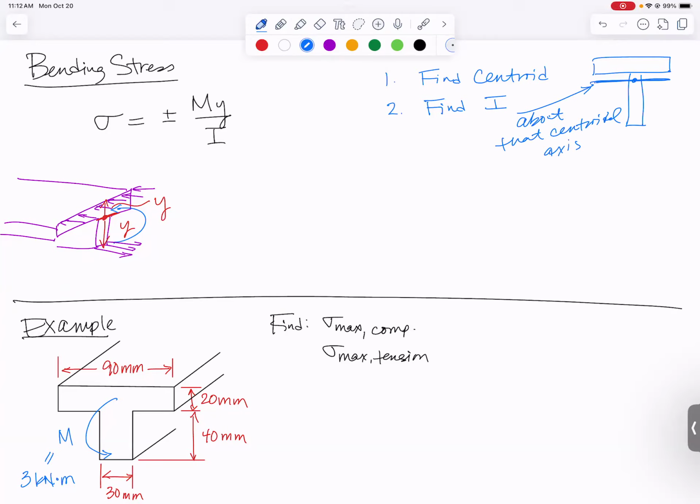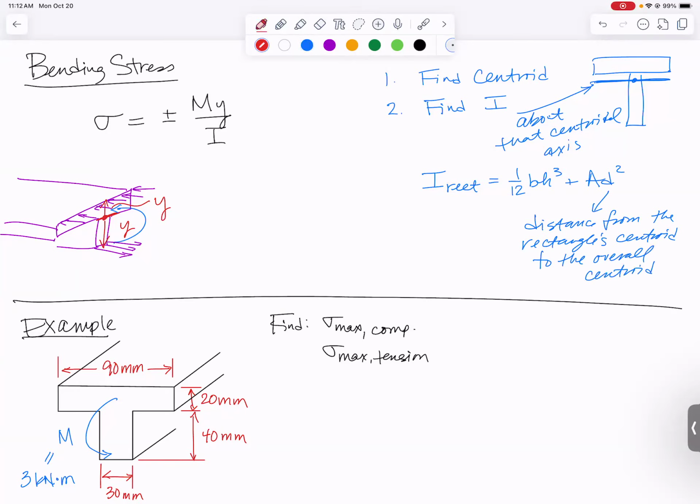That is really important. So you're going to have to use, in most cases, the parallel axis theorem to find that. Oftentimes for this T, for example, you'd use the fact that the moment of inertia for a rectangle is 1/12 BH cubed, but then we have to add to it AD squared, which is the distance from the rectangle centroid to the overall centroid.